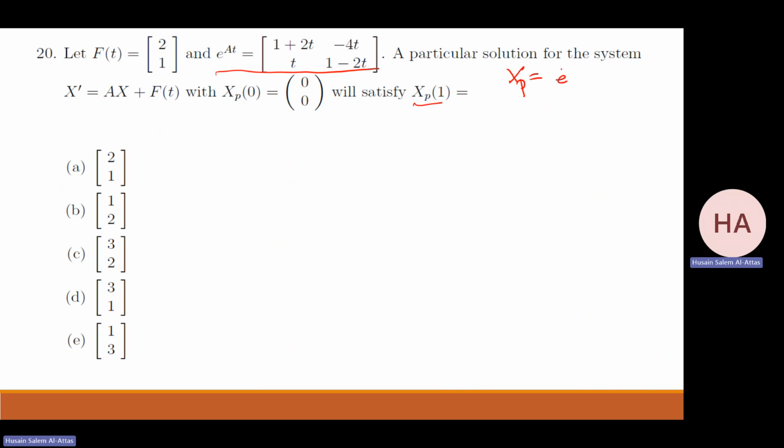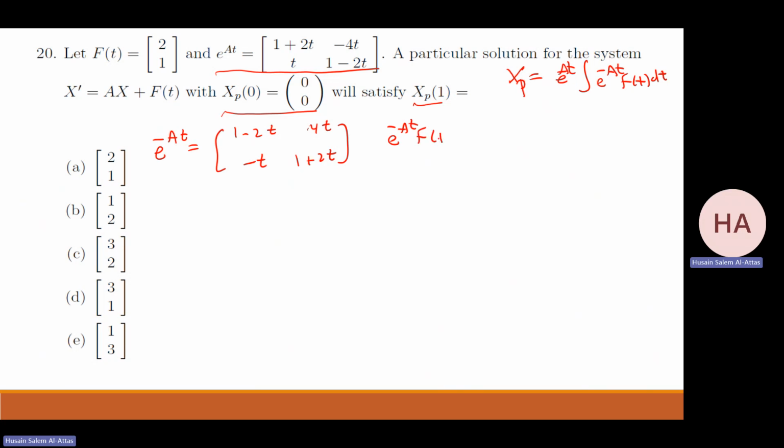xp will be e to the power at integral e minus at f of t dt. Okay. Yeah, this condition will not make a difference. So I need e minus at. That will be 1 minus 2t, 4t minus t, 1 plus 2t. What is e minus at times f of t? Yeah, do it in steps. Don't rush it, and be careful with the calculation.